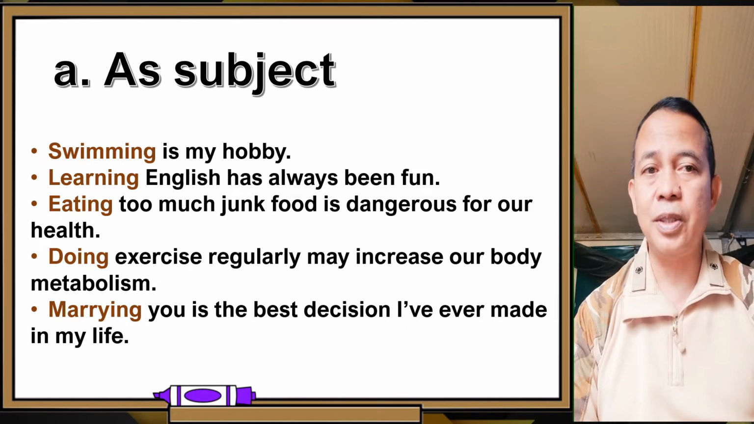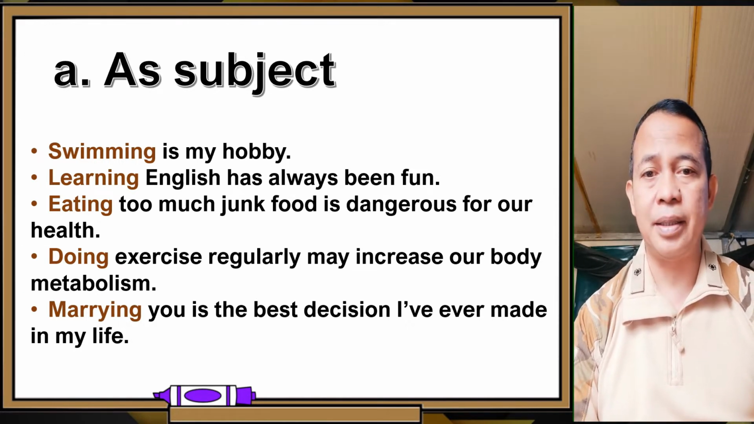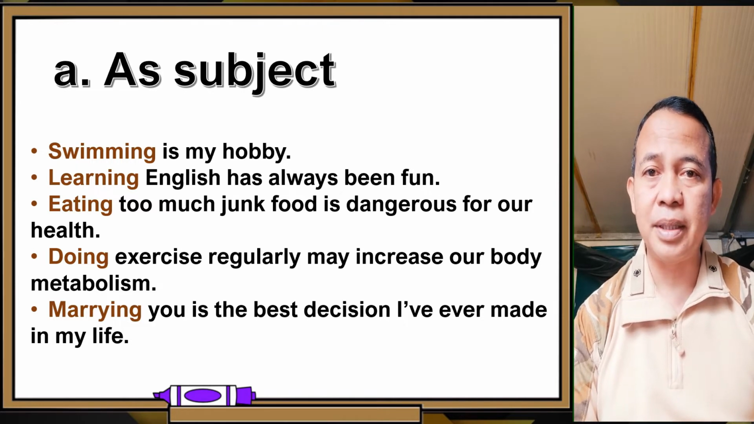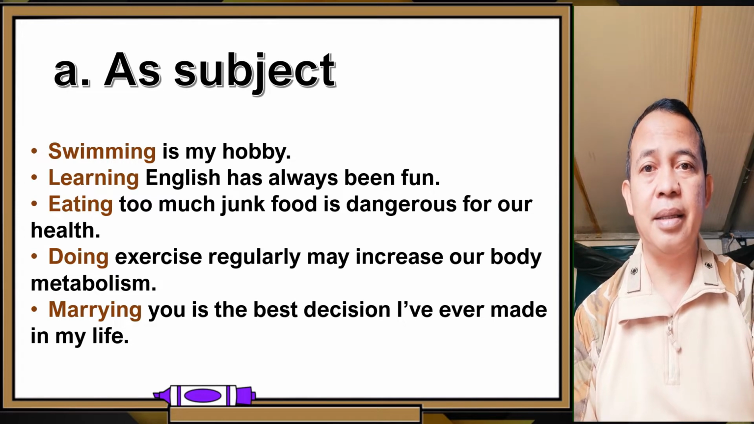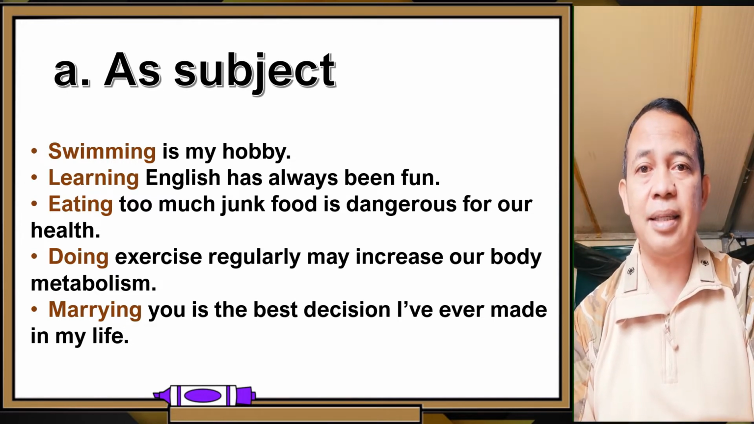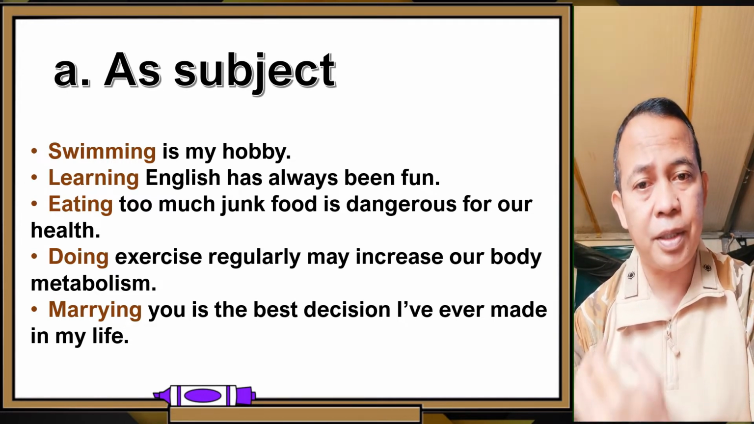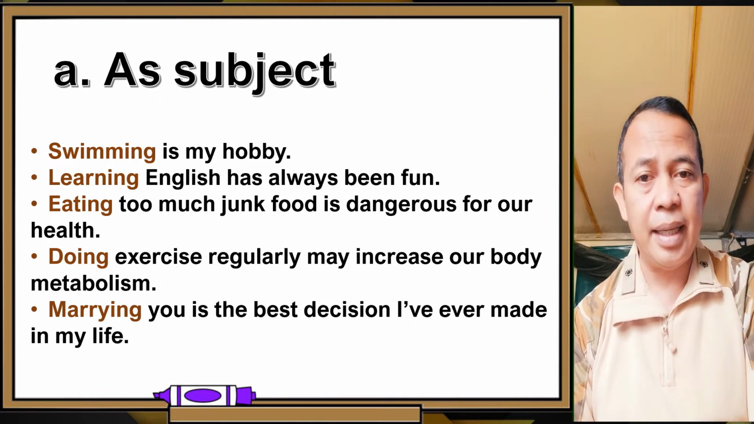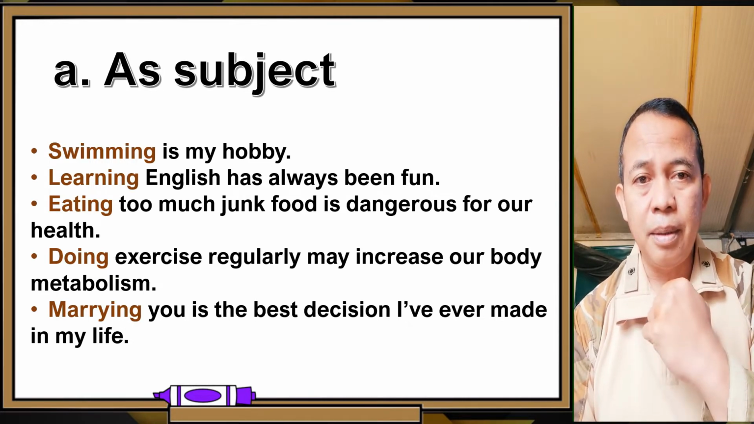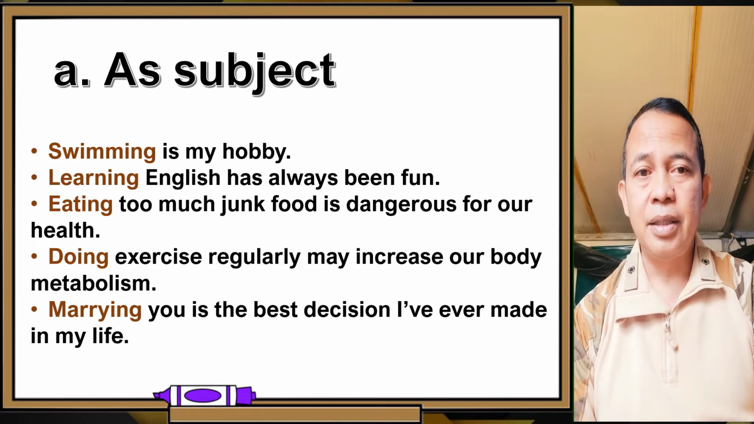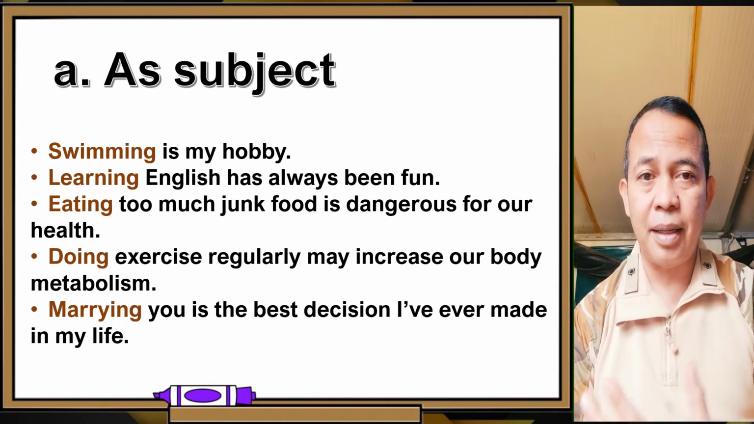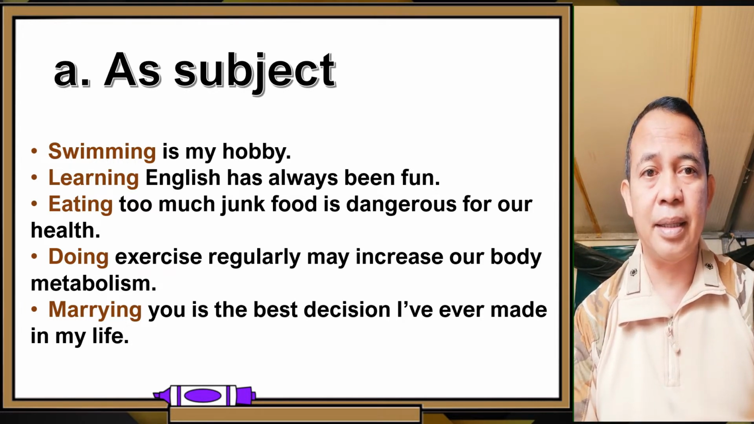The second, also: "Learning English has always been fun." This is also an example of putting a verb at the beginning of the sentence, where the function of the word is as subject, and you need to change it a bit by adding ing to form a gerund. You can also have a look at the other sentences in my slide.